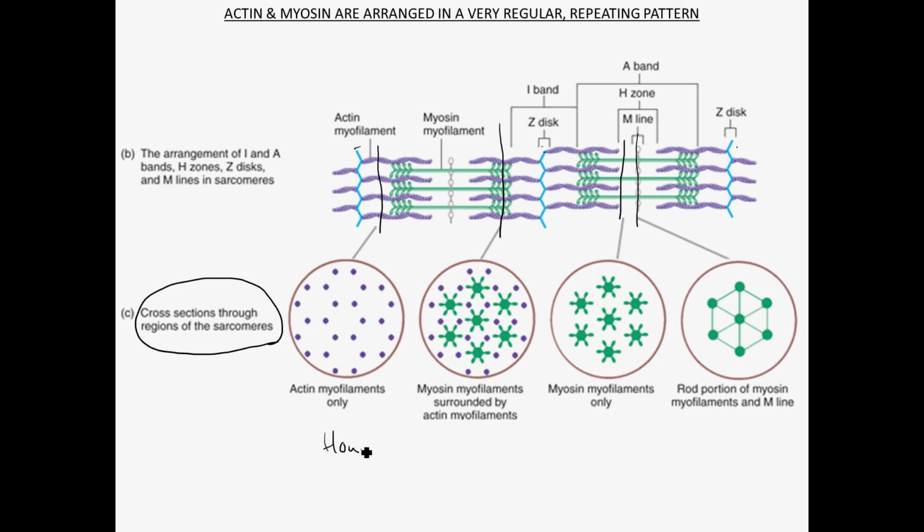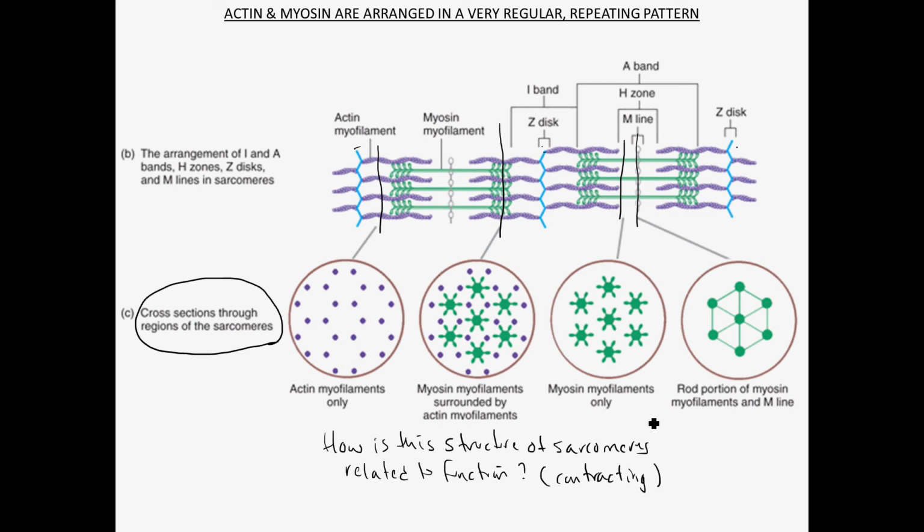So we're going to leave this as an open question for right now. How is this structure of the sarcomeres related to the functioning, that is the contracting nature, the contracting ability of these cells? Okay.